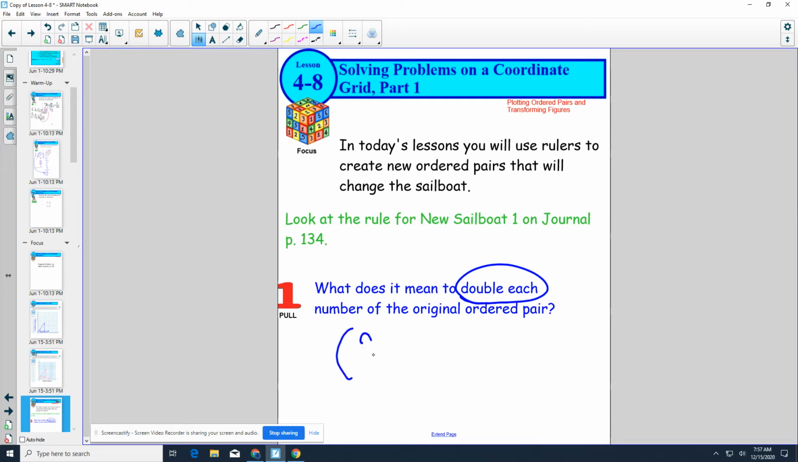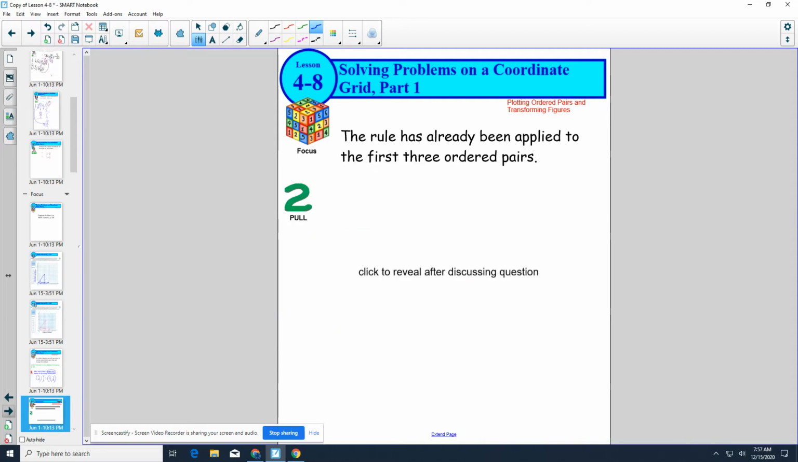So let's say, I'm just making this up, I have x2, y1. Well, if I was to double it, I'd multiply the 2 by 2 and get 4, and then I would take 1 times 2 and get 2. And that would be doubling the ordered pair. So it's telling you to double or multiply both parts by 2. The rule has already been applied to the first 3 ordered pairs, so let's look and see.